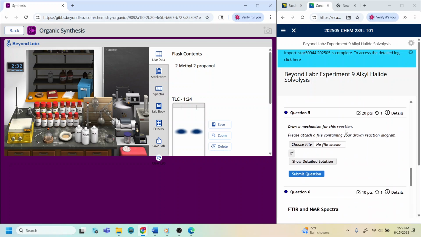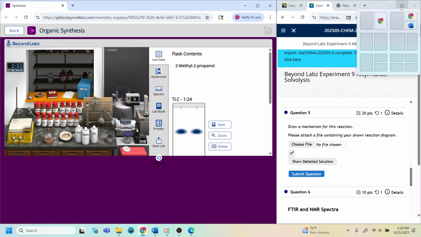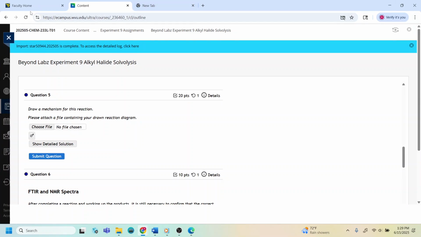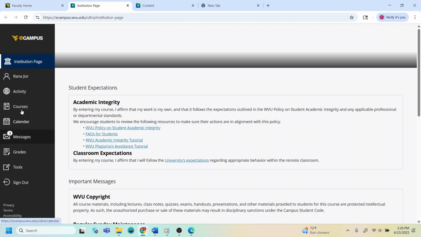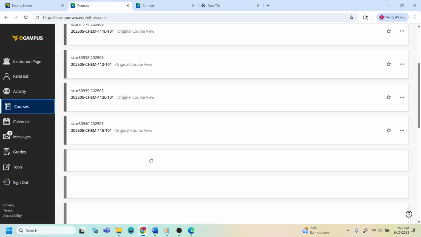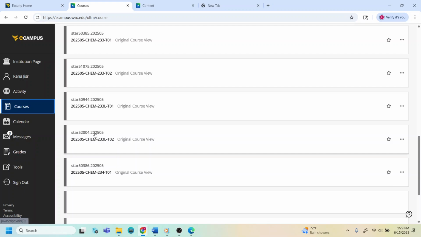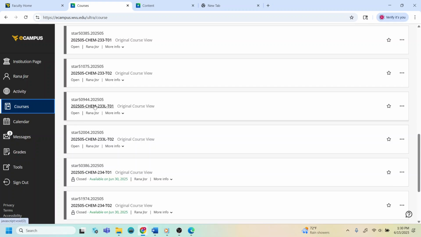To draw the mechanism of the reaction, just go ahead and open a file, draw the mechanism, or you can draw it on a piece of paper, take a picture, and then upload. You guys, if you cannot upload the file, but you should. But if there's a reason why you cannot upload the file on Beyond Labs, then I did create on eCampus a folder for you. So if you go to your course, let's have an example over here.